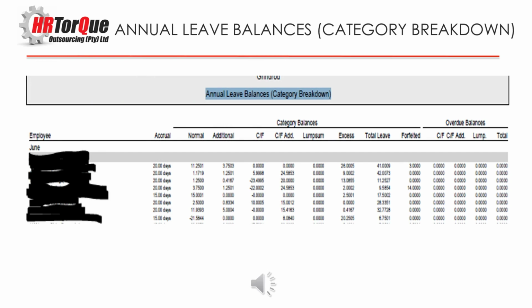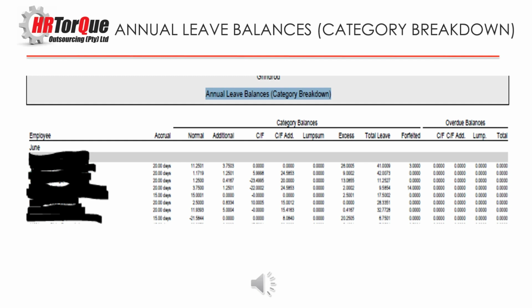The annual leave category balances category breakdown report gives us the balances of the individual's leave in the different category breakdowns. Starting with the accrual, this tells us how many days per cycle they will accrue. The normal column gives us the normal leave that they may accrue. This is the leave that is not including any long service accruals.